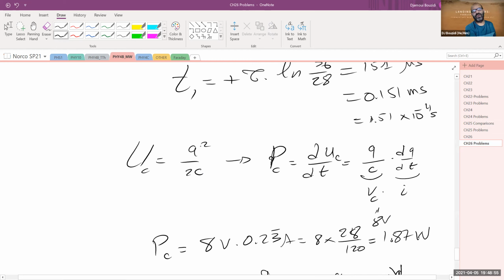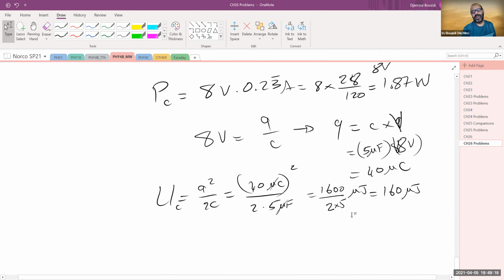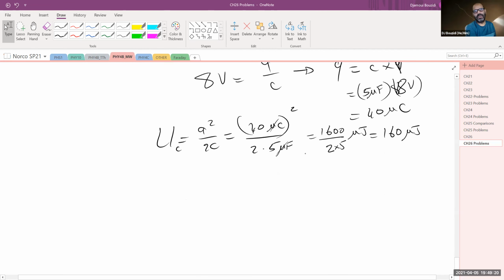If you take the derivative of q squared over 2C, you drop the 2, and that's why I canceled the 2 from the numerator, so it's q over C times dq over dt. And q over C is actually the voltage, which is 8 volts, that's given. And the current I, we calculated it to be 0.23 amps. Although I used the full expression here to get it. I don't know if I did the 0.233 times 8. It should be the same number.